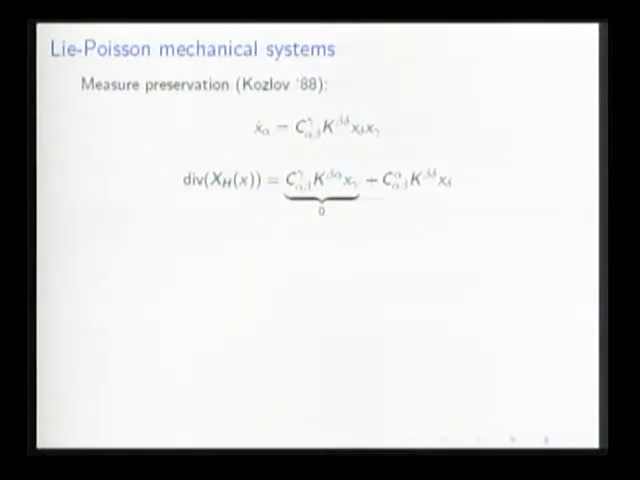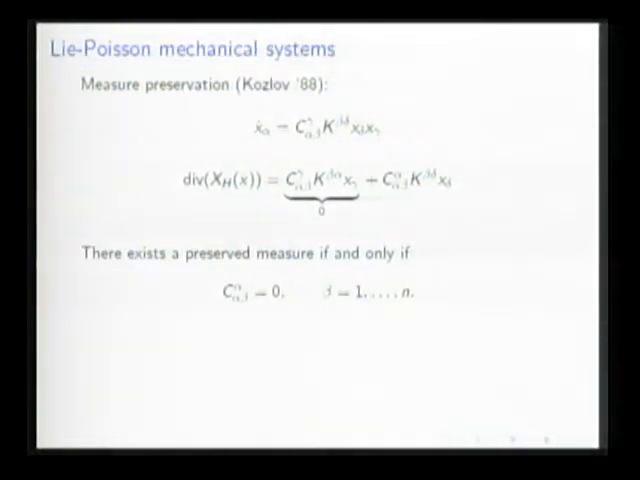Now, if there's a preserved measure, this is going to vanish for every single choice of X. Okay? Now, since the matrix K is non-degenerate, the only way this can happen is if these sums are all equal to 0. So it's actually a necessary and sufficient condition that only involves the coefficient C for the preservation of a volume.